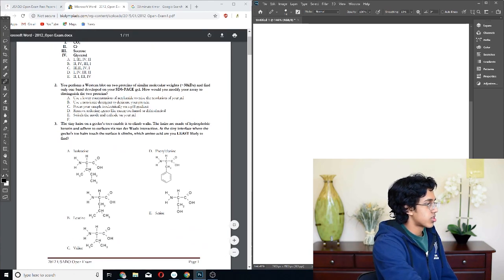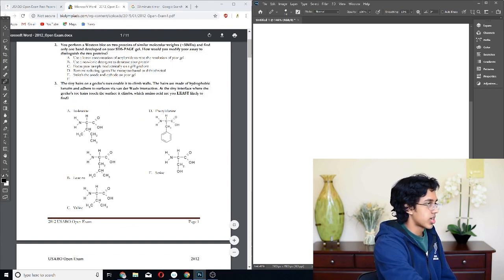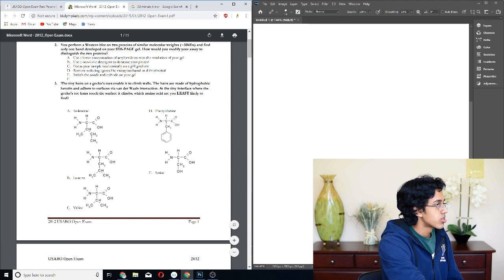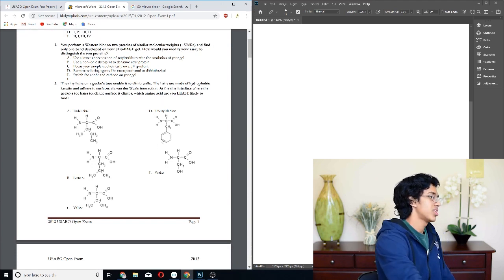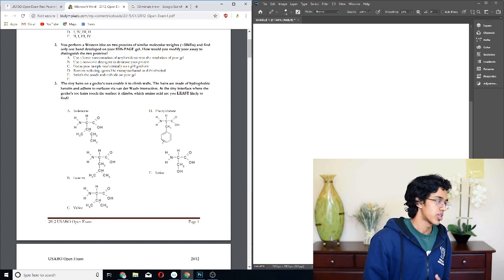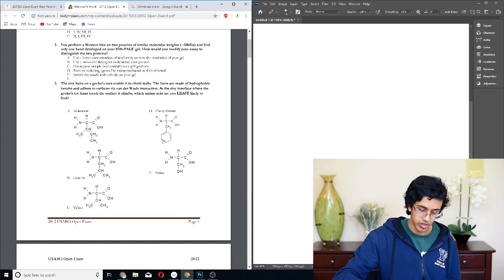Alright, tiny hairs on a gecko's toe allow it to blah blah blah. Hydrophobic keratin, okay, and van der Waals interaction. So which one are you least likely to find? Basically, the way you do this is you try to find the one that's not hydrophobic, and the only one that's not hydrophobic over here is serine, because you can see the OH group, so we're going with serine.